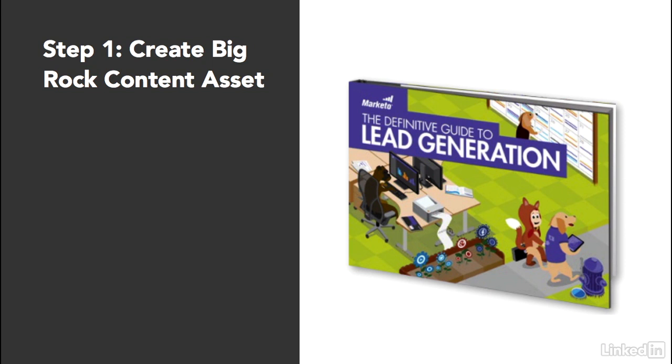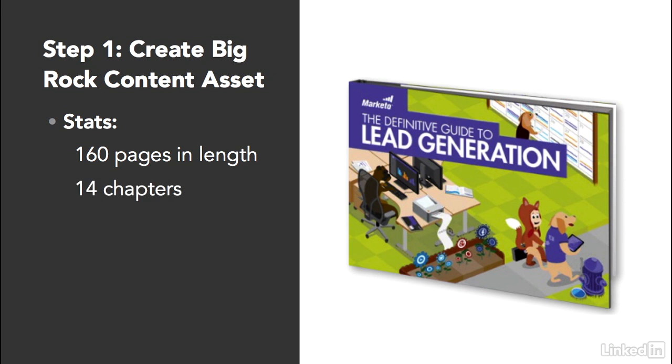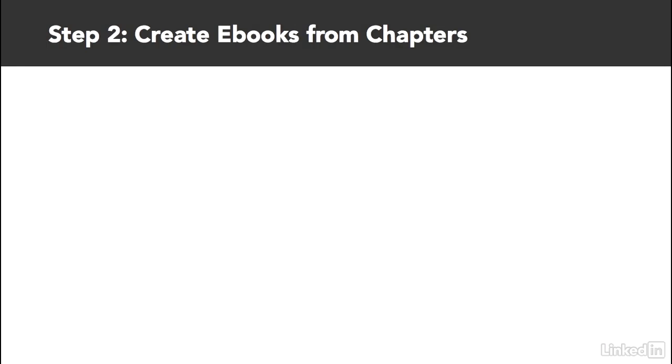So the example I'm going to use is a content asset that was created by the company Marketo that I work for, the Definitive Guide to Lead Generation. Let's take a look at some stats on this piece. It's 160 pages in length. It has 14 chapters, includes 3 case studies, and 6 influencer interviews. So just from that piece alone, you can tell already that there's a ton of stuff that you can break out.